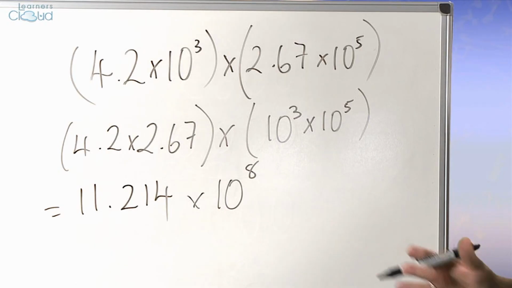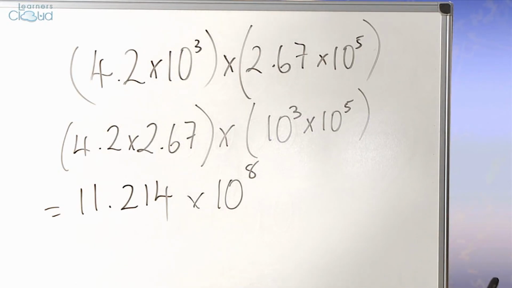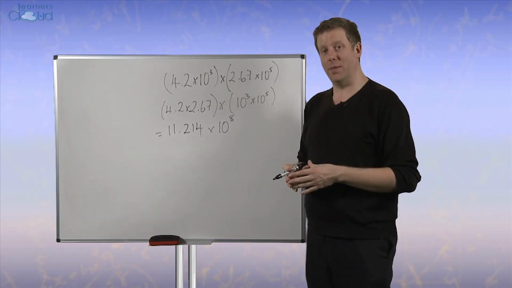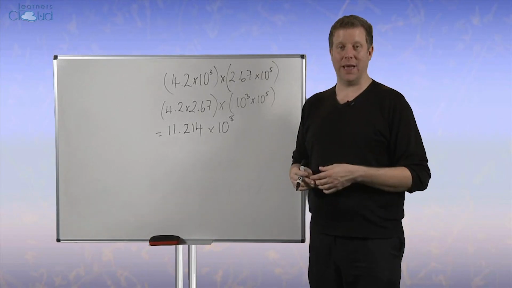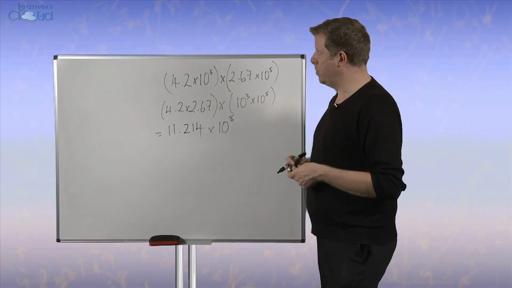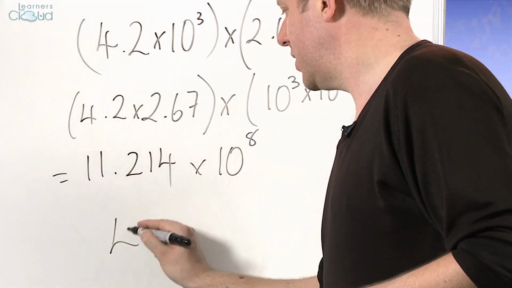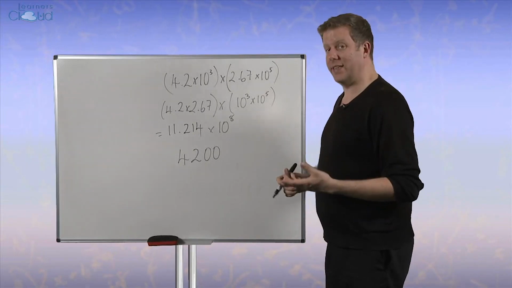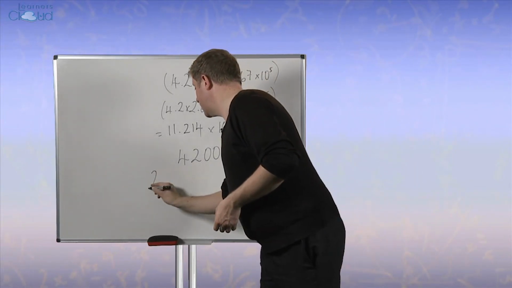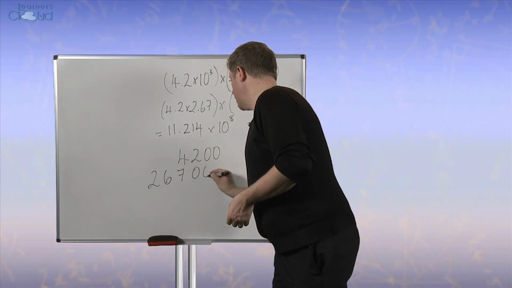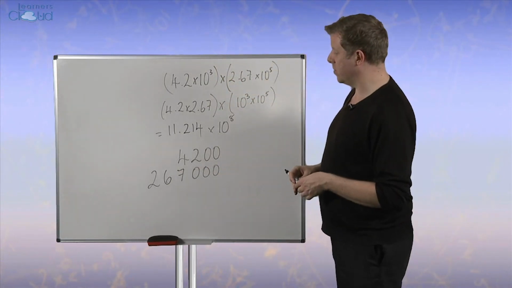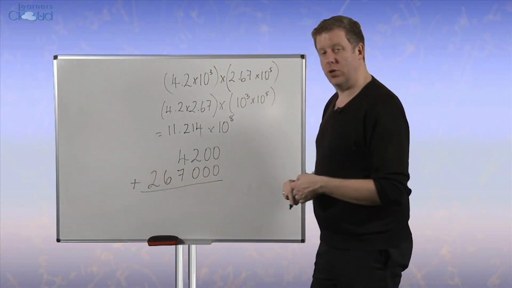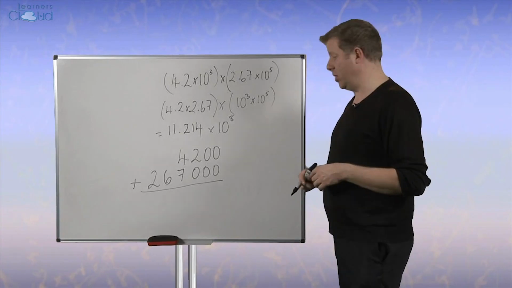Now what I need to do is to add those two numbers together to get an answer for my denominator. So remember, when we add two numbers in standard form, we have to first change them into ordinary numbers, perform the calculation, and then put them back into standard form. So 4.2 times 10 cubed gives us 4,200 when we write it as an ordinary number. 2.67 times 10 to the power of 5 gives us 267, and those three zeros, 267,000. I'm now going to add those two numbers together, which is what the denominator tells me to do.